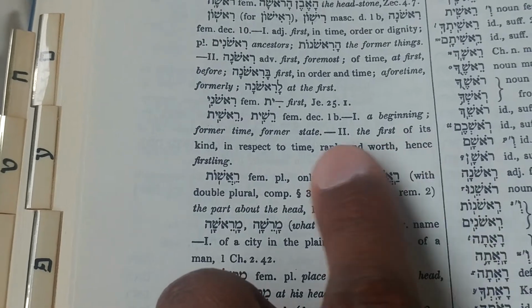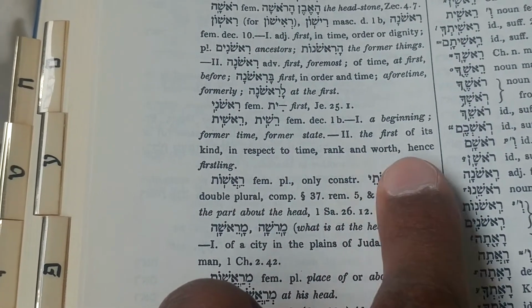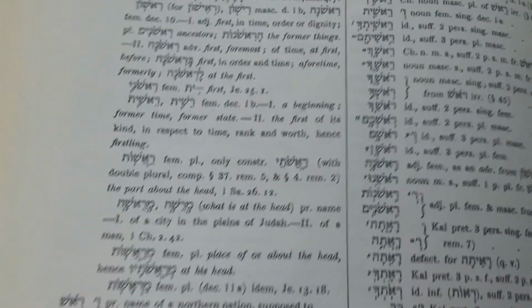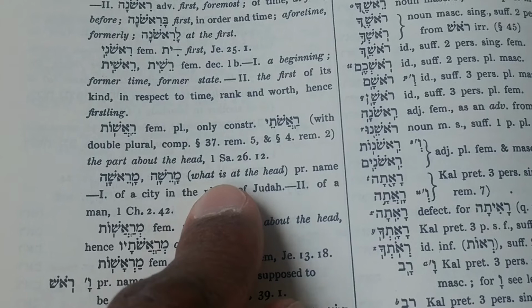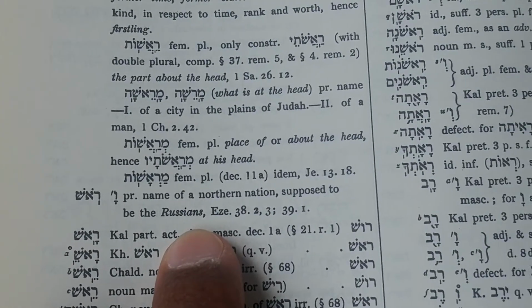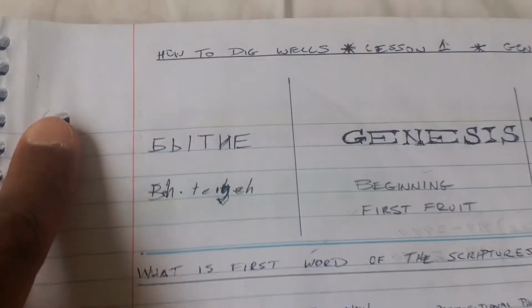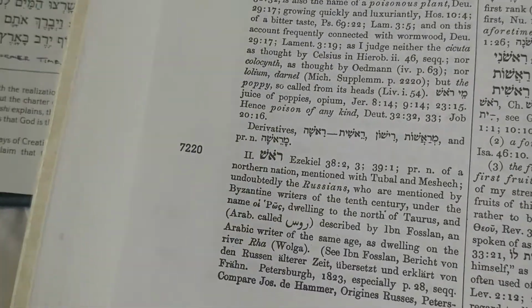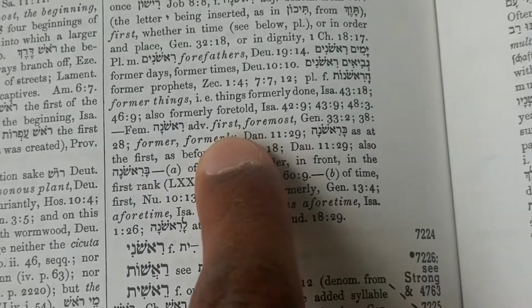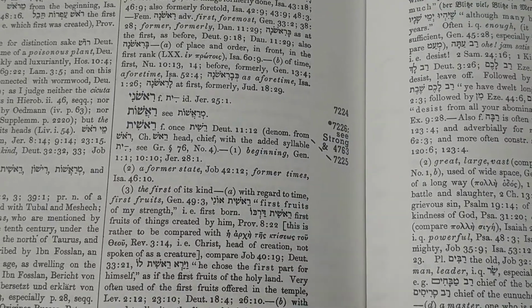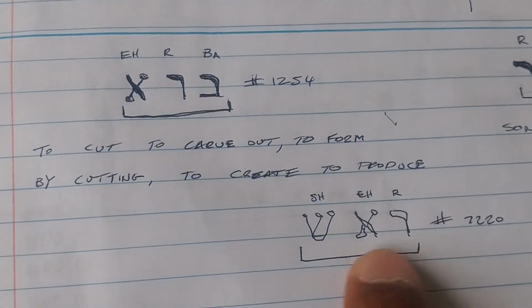Okay? A beginning, former time, former state. The first of its kind. In respect to time, rank, hence firstlings. The part about the head. What is at the head? Place of or about the head. At its head. And that's why the title of this video is How to Dig Wells. Okay? We're not through. I think we might be halfway through. Again, first, foremost, aforetime. So I'm just repeating and going over it again. So we have all those definitions for resh.